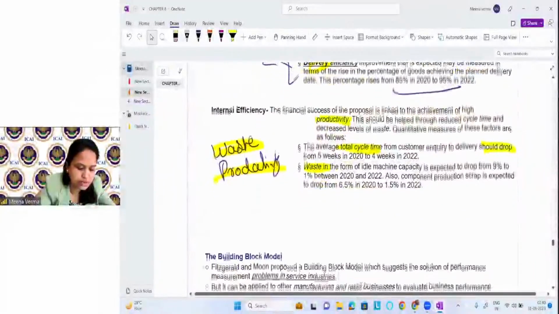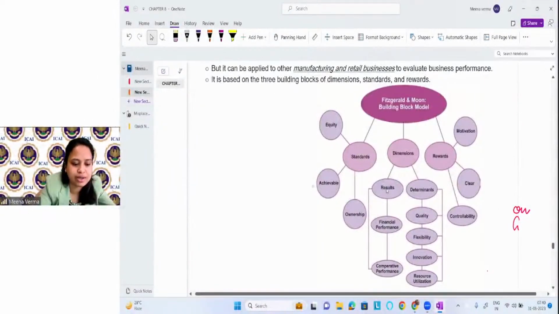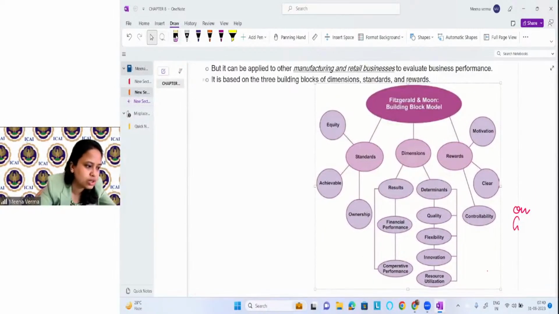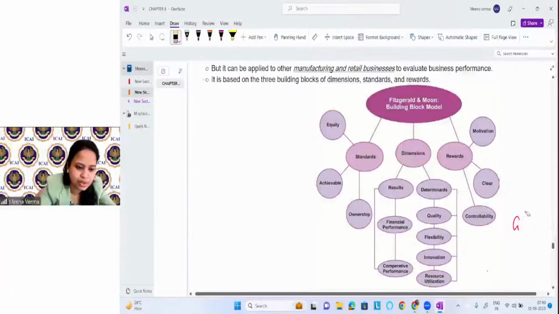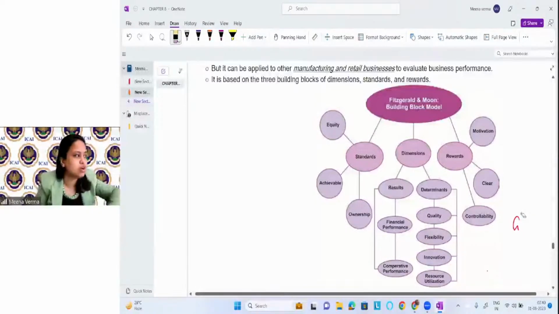Okay, so this one is our building block model. Keep it in mind. The model should be in your mind, right? When you are learning about it, keep this model in your mind. This is also known as Fitzgerald and Moon building block model, right? It is named after the person who invented it, who named it with his own name.